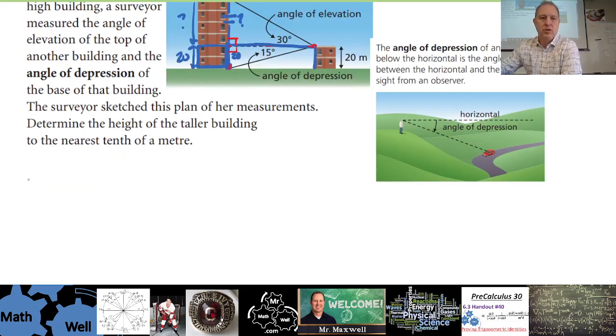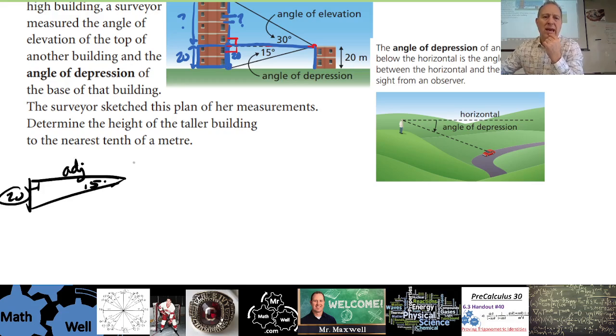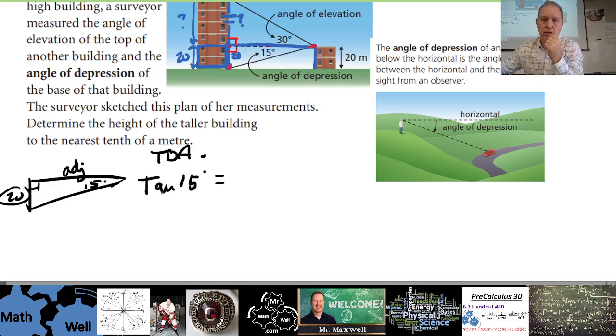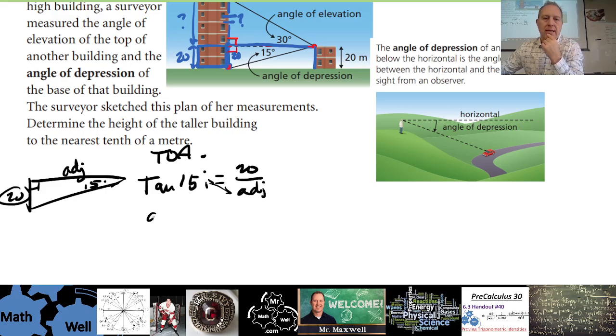The first one is going to be a right triangle, that's 15 here, and this is 20. From this angle, this is opposite and this is adjacent. So I'm going to find the adjacent. What is SOH CAH TOA? So tan of 15, the angle always goes with the trig function, equals opposite over adjacent, so 20 over adjacent. Cross multiply and divide, and I get adjacent equals 20 divided by tan 15.